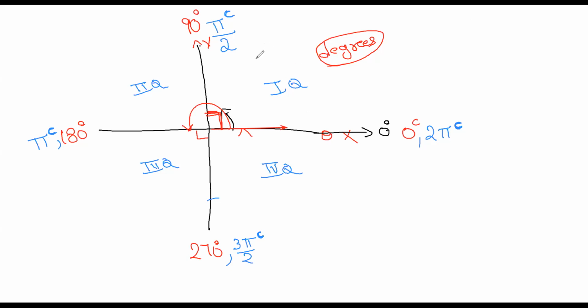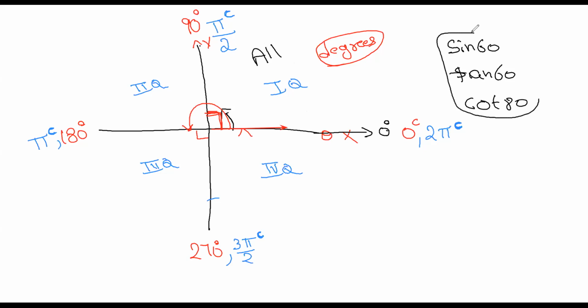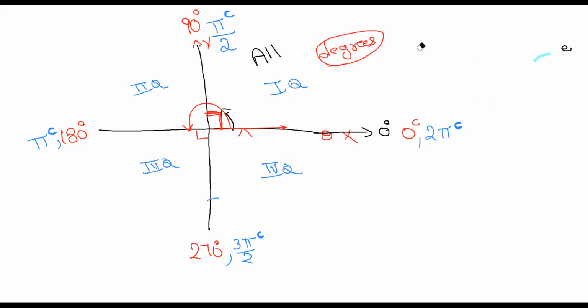Here all trigonometric ratios are positive. That's why when you see sine 60, tan 60, you can take anything, cot 80, whichever lies between 0 to 90 degrees will give positive values. Always in the first quadrant, all trigonometric ratios are positive. Okay, this one thing is clear now.